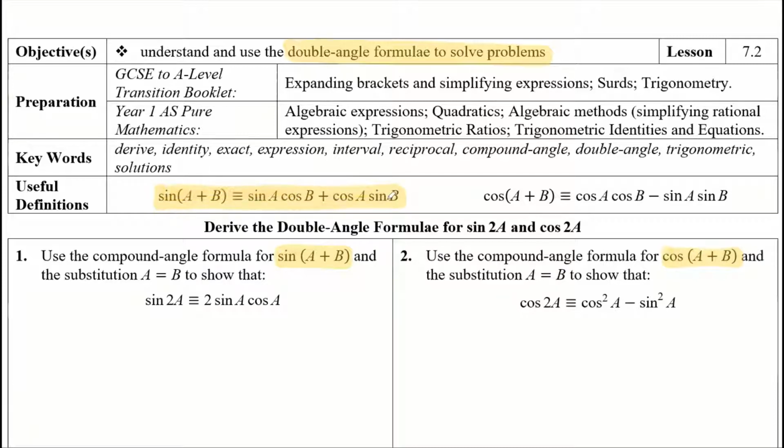It's the same prerequisites as before. Some year 1 trigonometry will be required. But predominantly we'll be building on what we learnt in the previous lesson in 7.1. So please pause the video and have a go at the 4 questions. See if you can derive the double angle formulae. Okay, and let's have a look at the derivations.